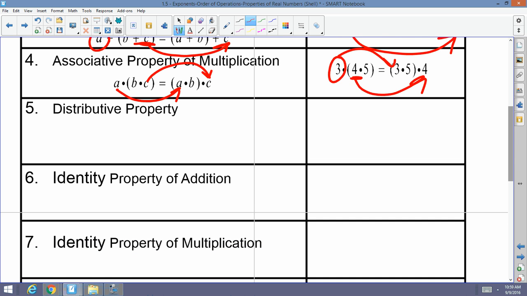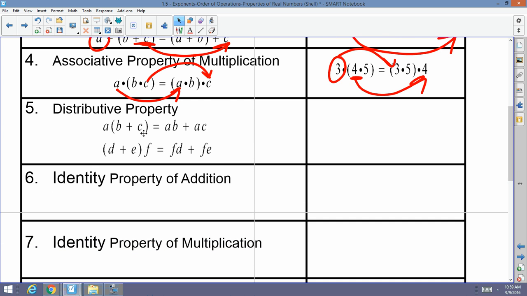Distributive property. Distributive property states A times parentheses B plus C equals A times B plus A times C. What are they saying? When you have a distributive property, you're going to multiply the outside number to everything on the inside. So this A gets multiplied to the B and to the C.